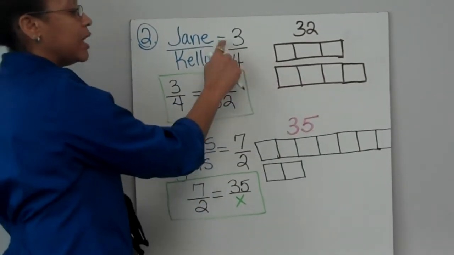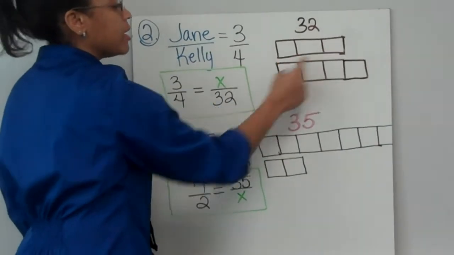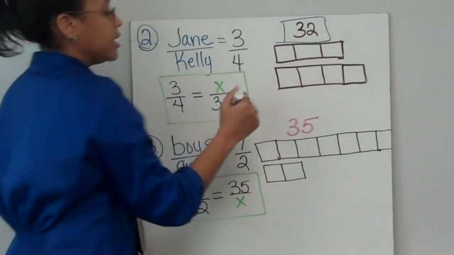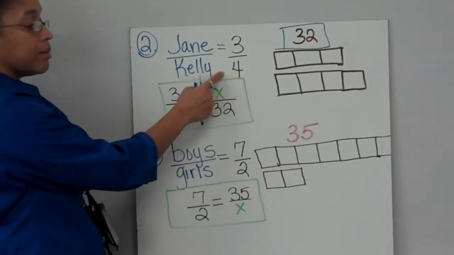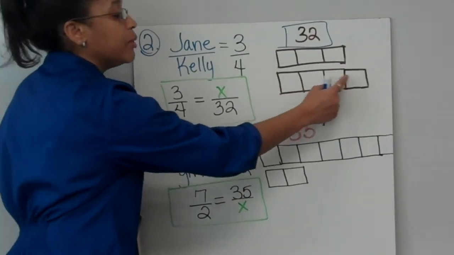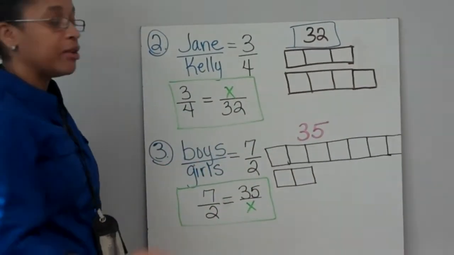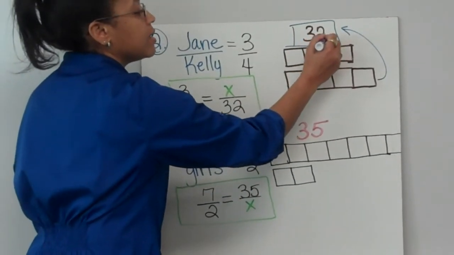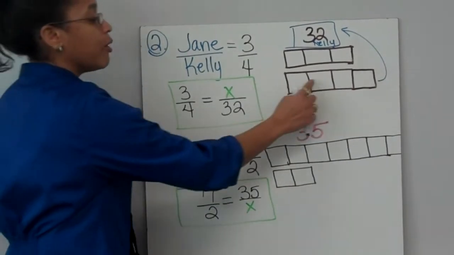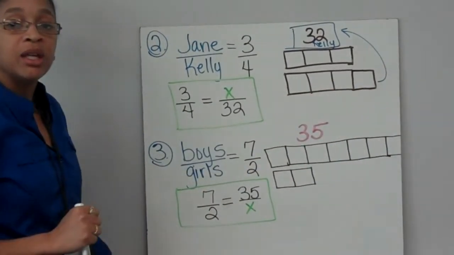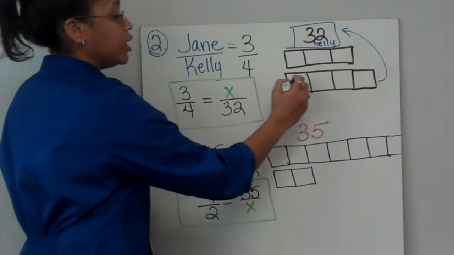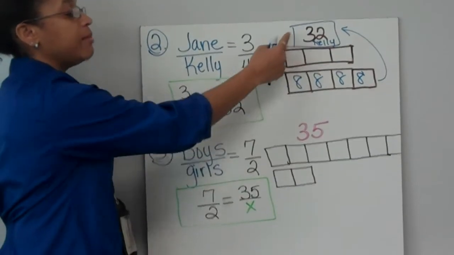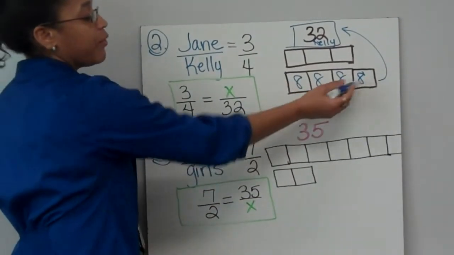Well, I'm going to represent this number in bars. So I'm going to put 3 bars here and 4 bars here. And I know that 32 is the amount that Kelly sells. Kelly is on bottom. So I'm going to ask myself, what numbers can I put in here that when I add them all together, I get a total of 32? Because this is for Kelly. This is Kelly's amount. And I need for all 4 of these numbers right here to add up to give me 32. Well, I can use 8, 8, 8, and 8. Because basically I'm thinking 4 times what makes 32? Well, 8 times 4 makes 32.